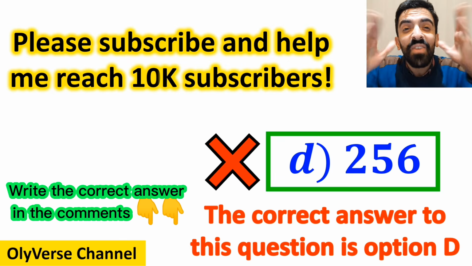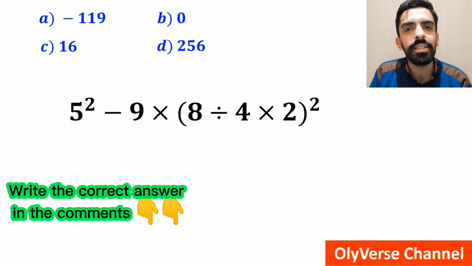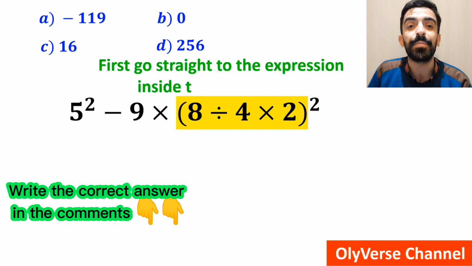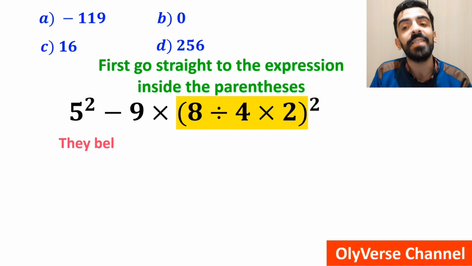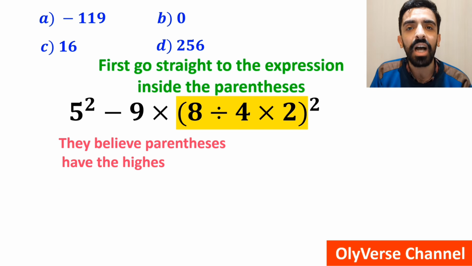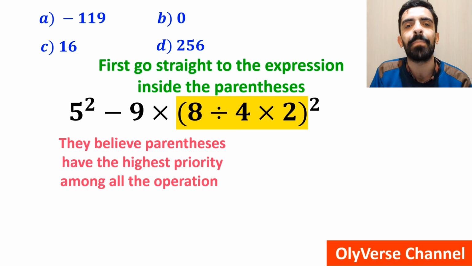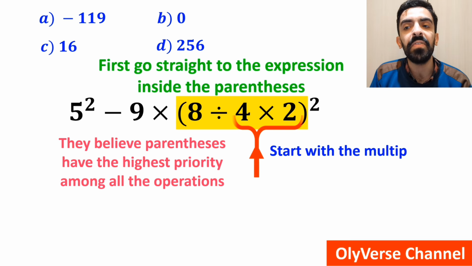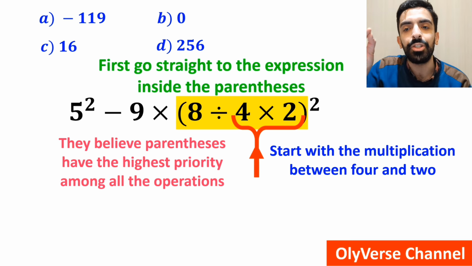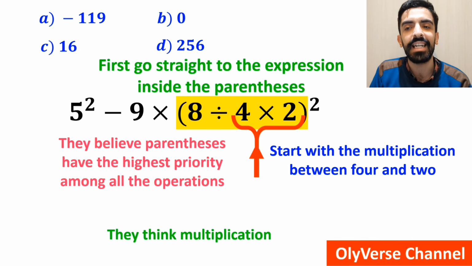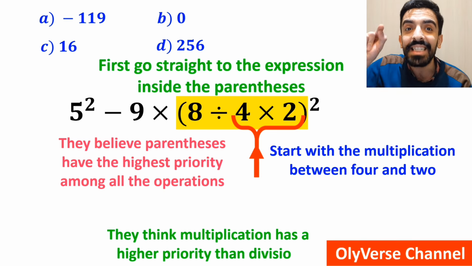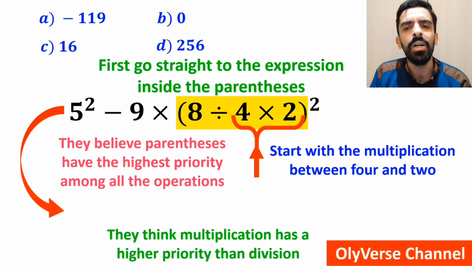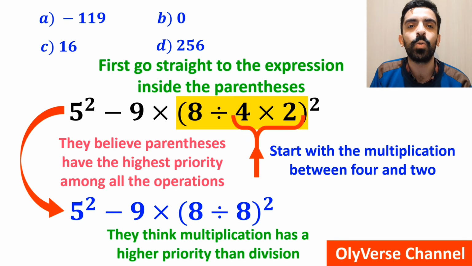However, that's definitely wrong. Also, some other people when solving this question first go straight to the expression inside the parentheses because they believe parentheses have the highest priority among all the operations. And they start with the multiplication between 4 and 2 because they think multiplication has a higher priority than division. So, they rewrite this expression as 5 squared minus 9 multiplied by (8 divided by 8) all squared.